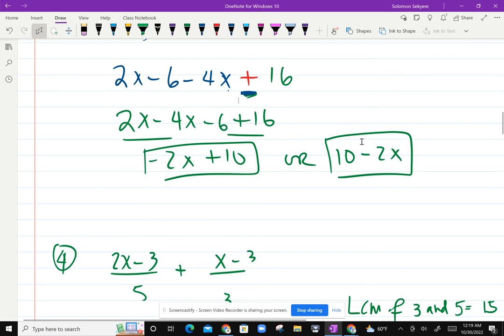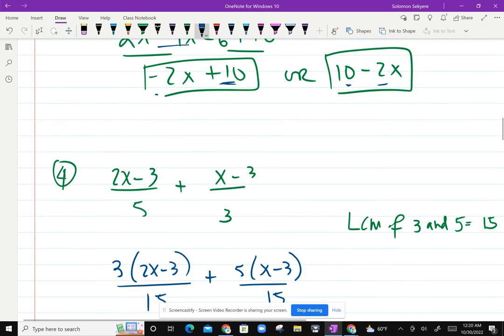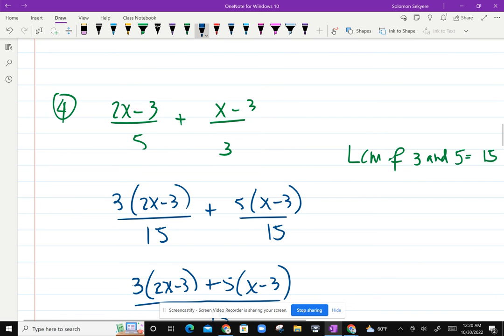After that, I group my like terms, 2x and negative 4x. The sign before a term goes with it, so when I move it closer here, I bring the negative with it. And then negative 6 plus 16. What is 2 minus 4? It's negative 2. Negative 2x plus 10. Or we can write the positive number first and the negative number second. That's your answer.